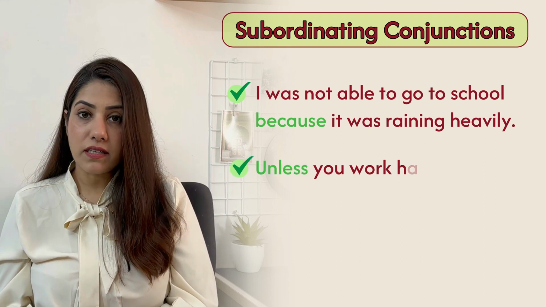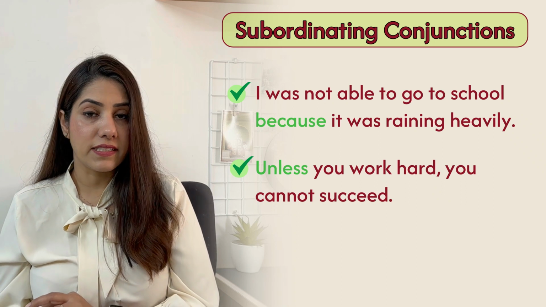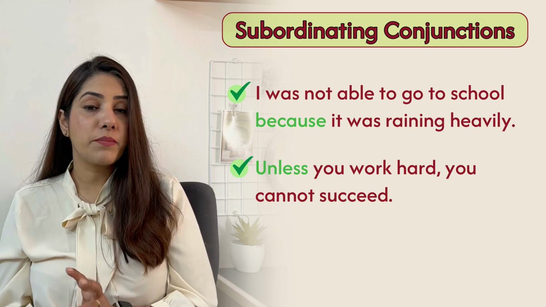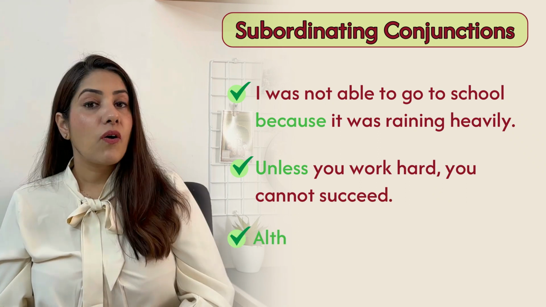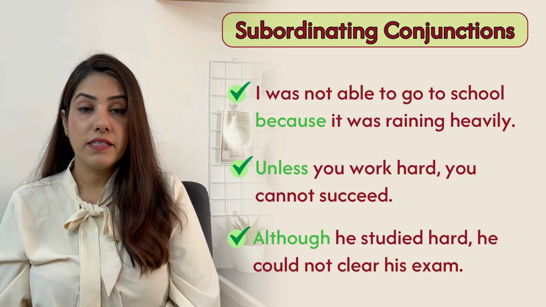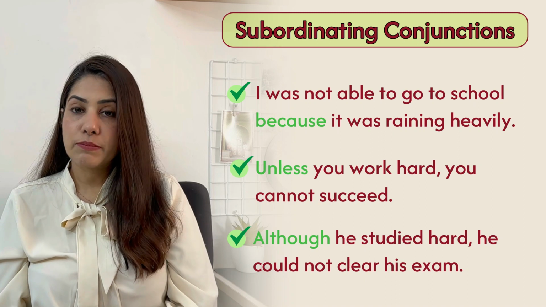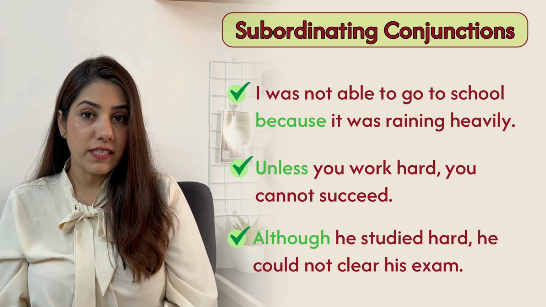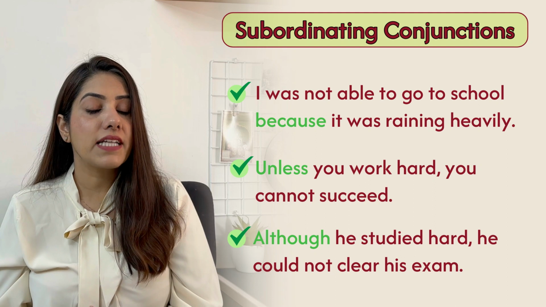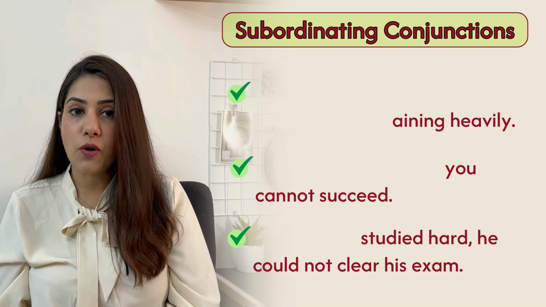Unless you work hard, you cannot succeed. Now here both the ideas are separated with a comma. Although he studied hard, he could not clear his exam. Here the conjunction is placed right at the beginning of the sentence and the two ideas are separated using a comma.